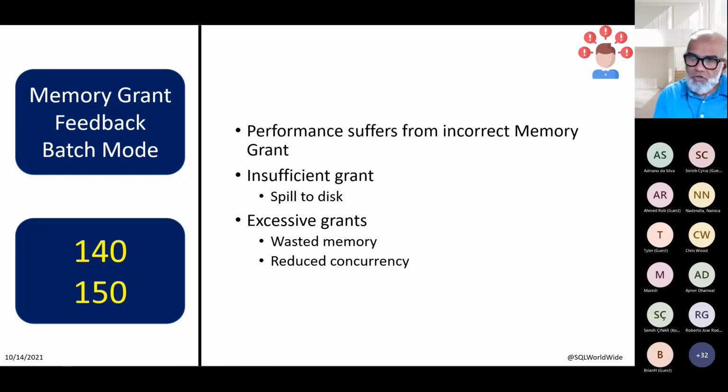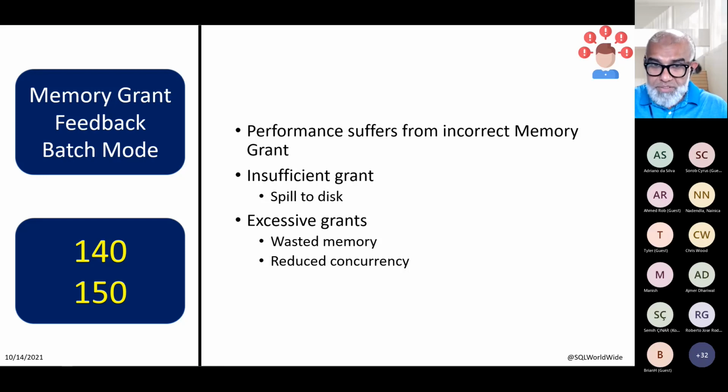Memory grant feedback on batch mode. Again, the same thing that I was talking about. If your query compiled with the first parameter value that you are passing, and it got into the cache, and then it sees that either it granted you a lot of memory that you're not using, or it granted you less memory so that now you are spilling to disk, it will automatically correct itself.